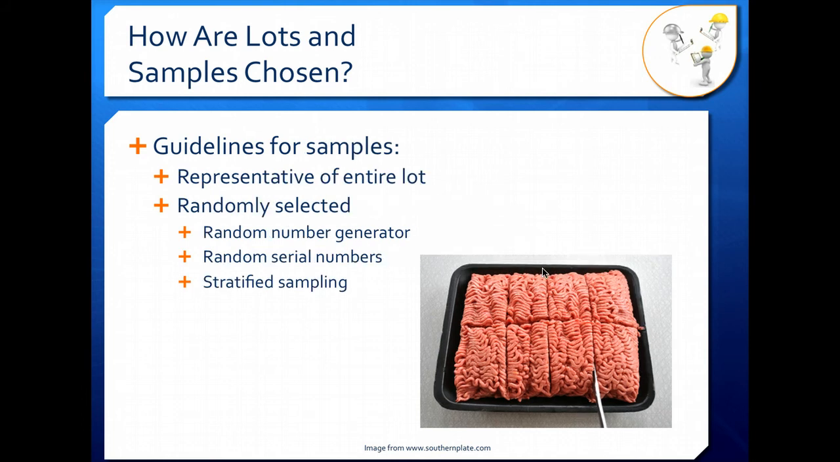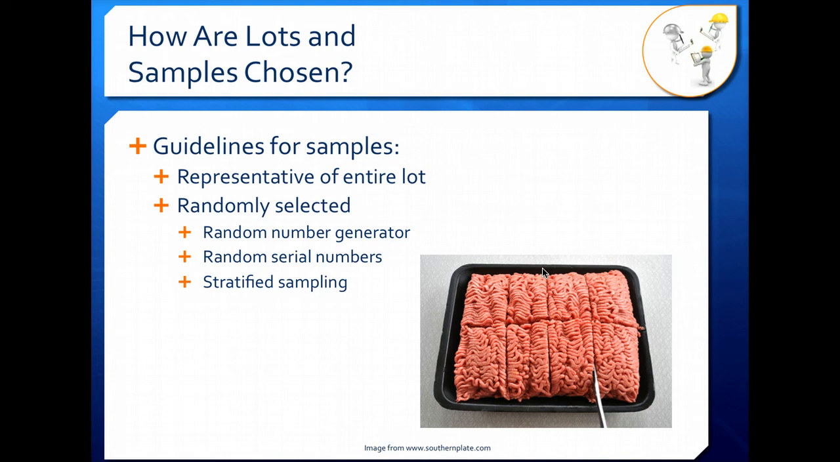There's also guidelines for samples. Samples, as I said previously, need to be representative of your entire lot, and this is where lot homogeneity plays a role, but you also need to make sure that you're sampling properly to make sure that the sample you're pulling is actually representative of your entire lot.